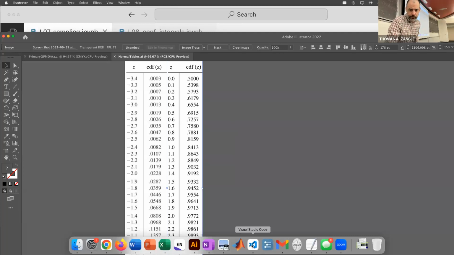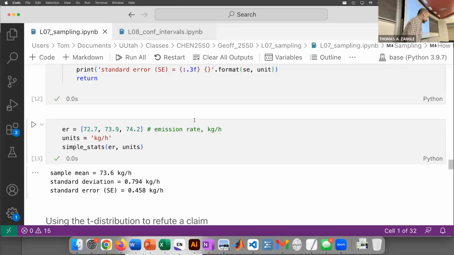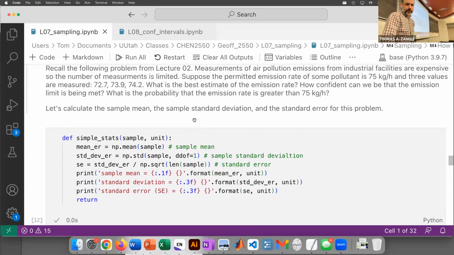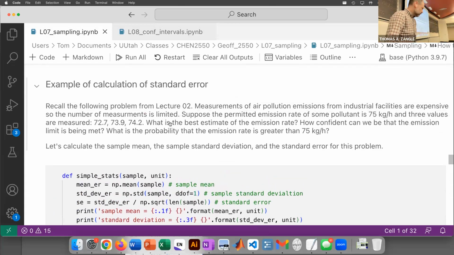All right, so we had gotten almost all the way through lecture 7, which was on sampling. I just want to show an example that we're actually going to return to in lecture 8, so we won't spend too much time on it, just finishing up these notes.